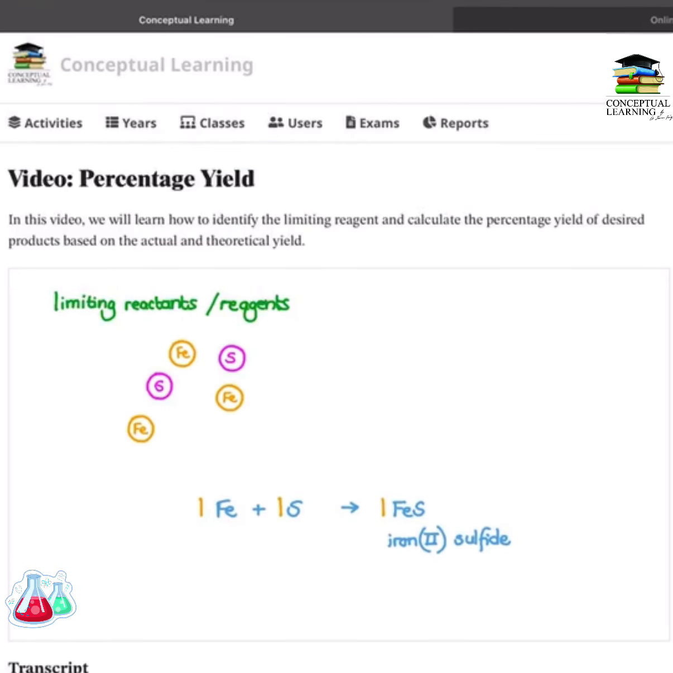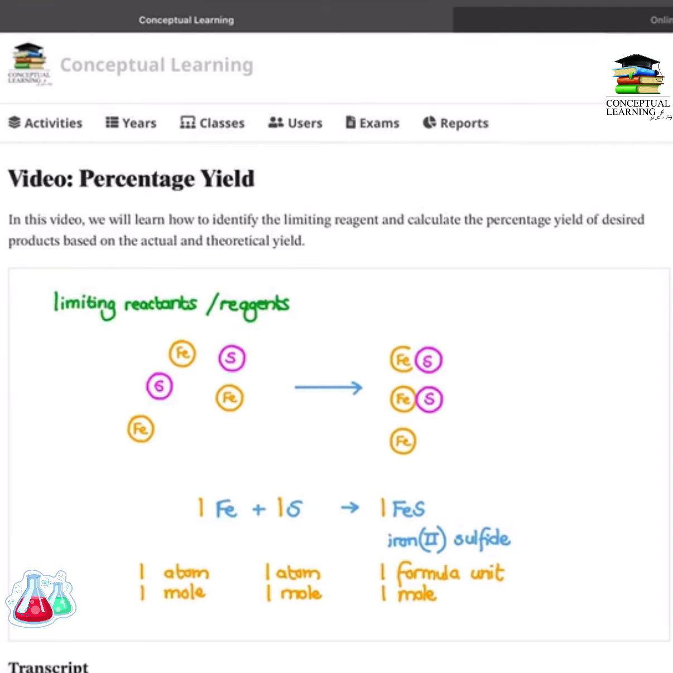The reaction below is for the reaction of iron with sulfur to produce iron(II) sulfide. The stoichiometric coefficients show us that one atom of iron reacts with one atom of sulfur to produce 1 formula unit of iron(II) sulfide, or that 1 mole of iron reacts with 1 mole of sulfur to produce 1 mole of product. However, the diagram shows that sometimes the reactants are not present in the correct ratio according to the balanced equation. The diagram shows us that when iron and sulfur react, one of the iron atoms does not have a sulfur atom to react with.